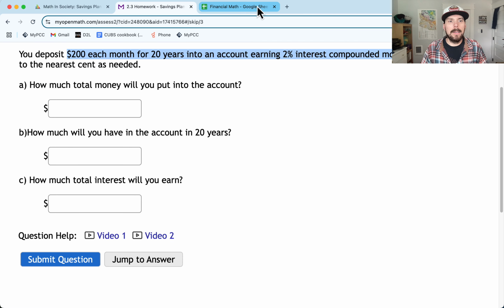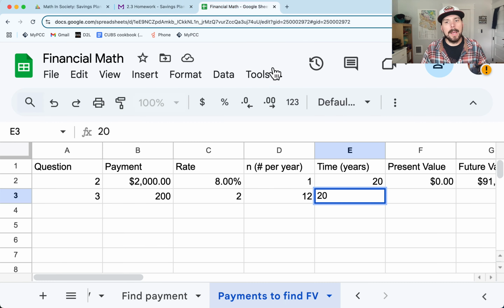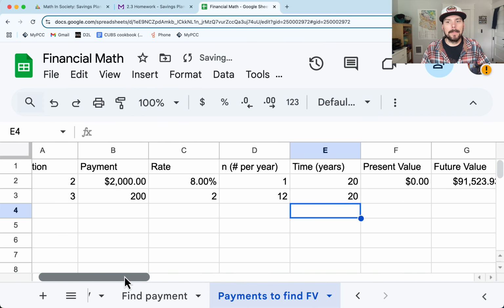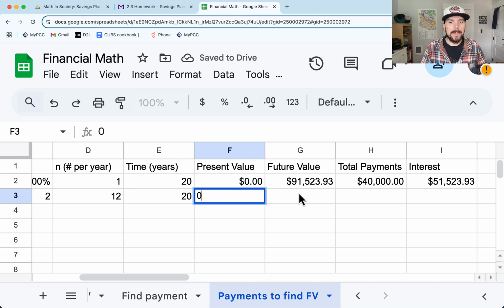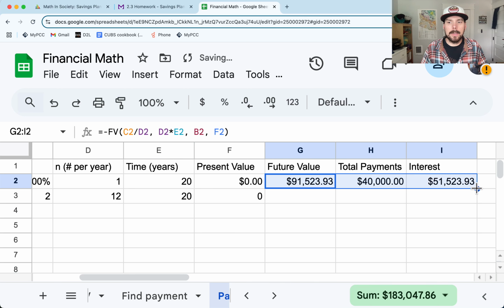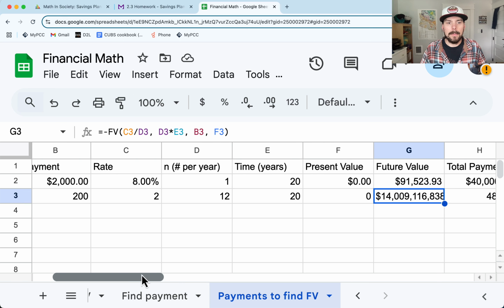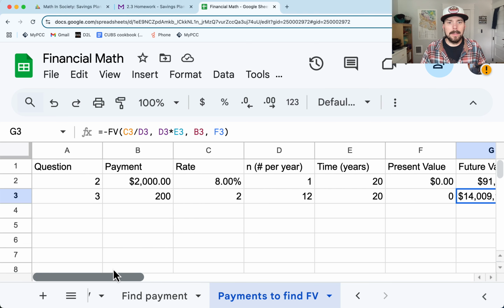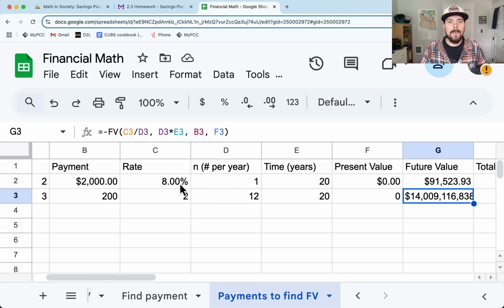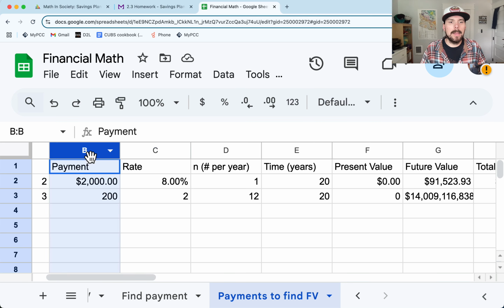And I need to know how much money will you put in the account, how much will you have in 20 years, and how much interest. This will start with a present value of 0 again, and these last 3 I will just fill down. Now this is giving me a future value of 14 million. Something is not right. Oh, yes, we have 200% interest. That is not right.